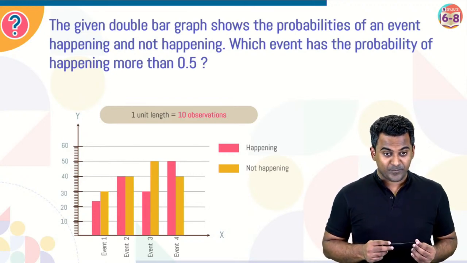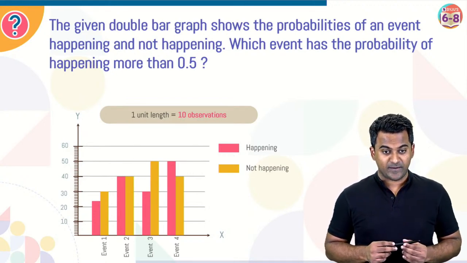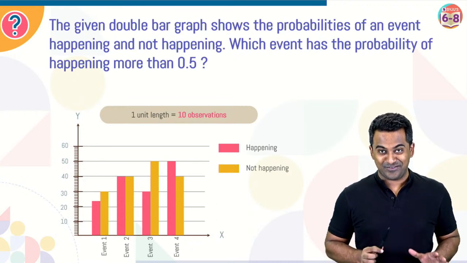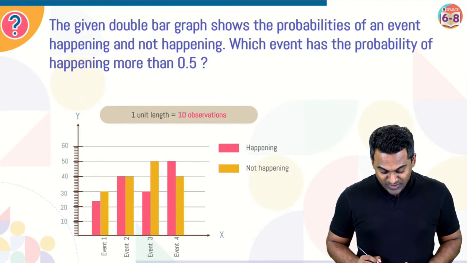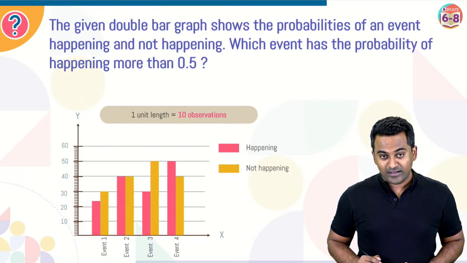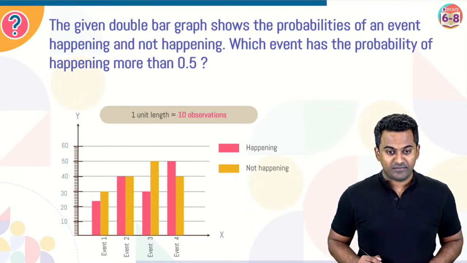This is tricky. Event 4 is what you're saying. All right, for a moment, even I got confused here. Event 4 is what you're saying? Happening, not happening? More than 0.5?